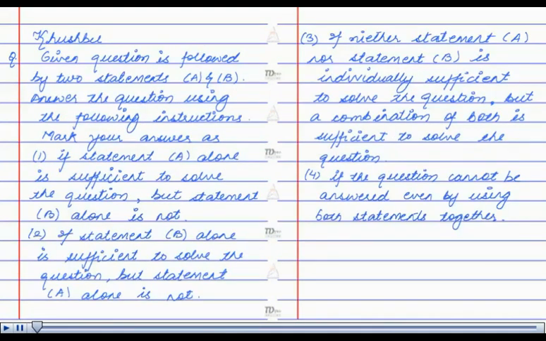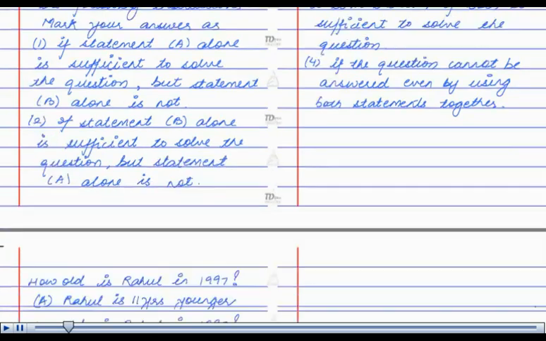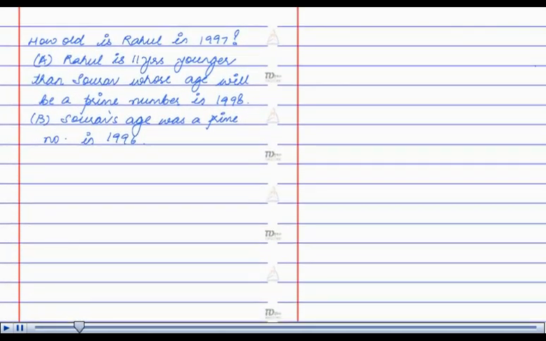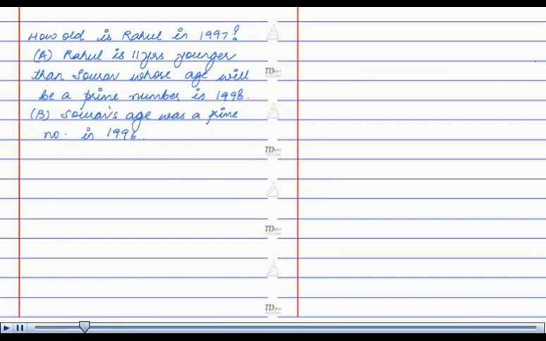Hello, I am Khushbu. Given question is followed by two statements A and B. Answer the question using the following instructions. A set of 4 instructions has been given, which is followed by the question: how old is Rahul in 1997? Statement A is, Rahul is 11 years younger than Saurabh, whose age will be a prime number in 1998. And statement B is, Saurabh's age was a prime number in 1996.